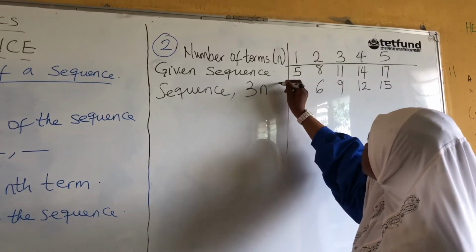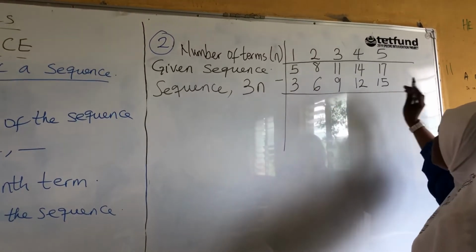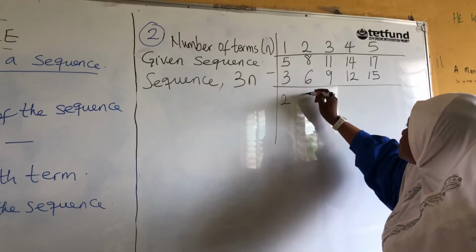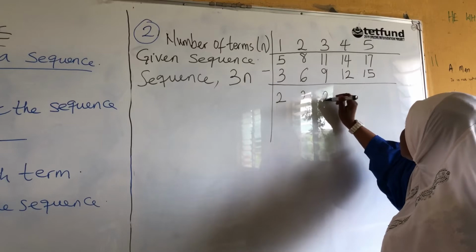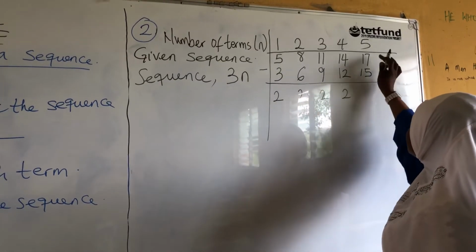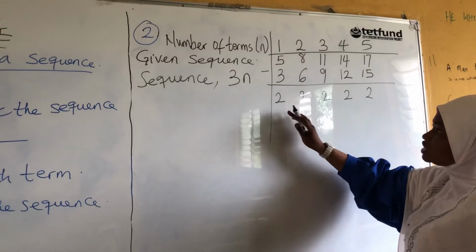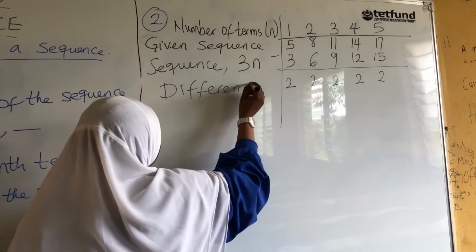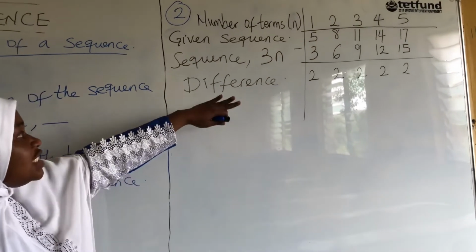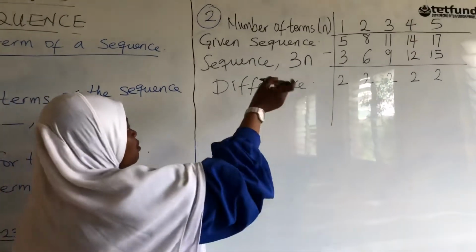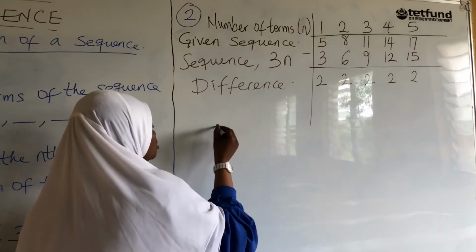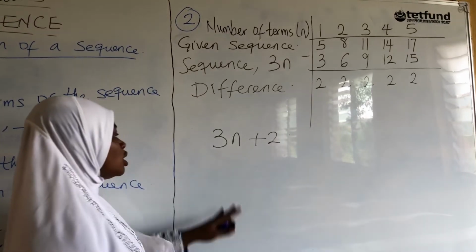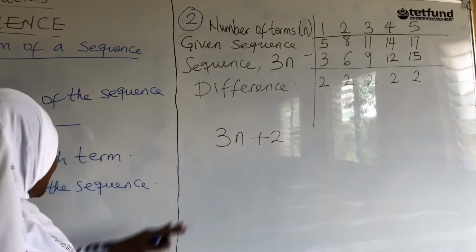Now find their difference. You subtract. So 5 minus 3, 2. 8 minus 6, 2. 11 minus 9, 2. 14 minus 12, 2. 17 minus 15, 2. So they have the same difference. They have a common difference. So we can now formulate the formula. That formula will be 3n, then plus 2. This is the formula that we are going to use to find the next term.